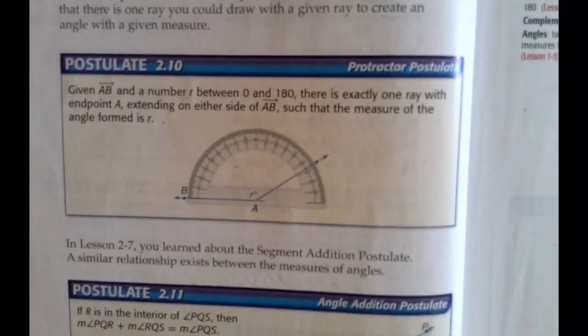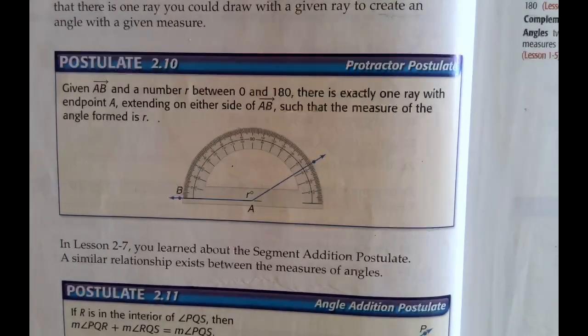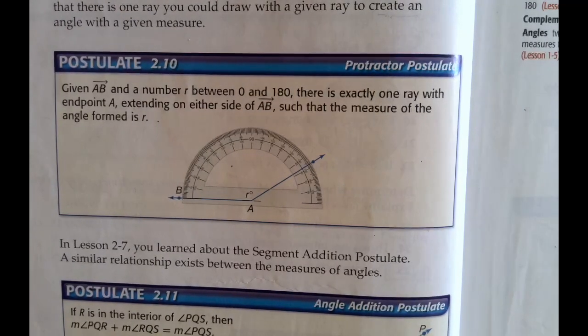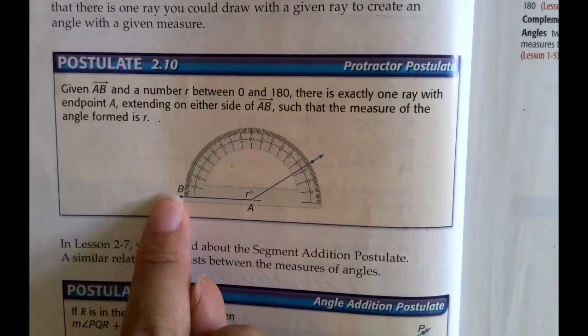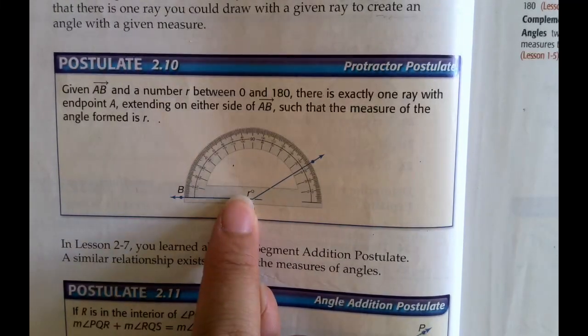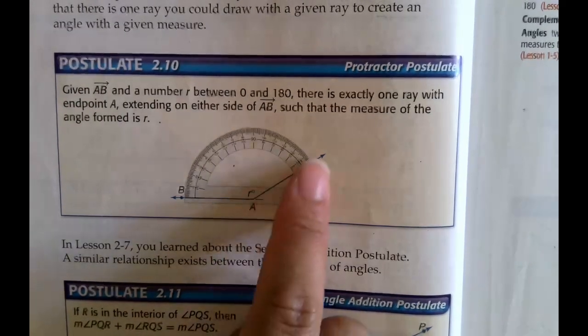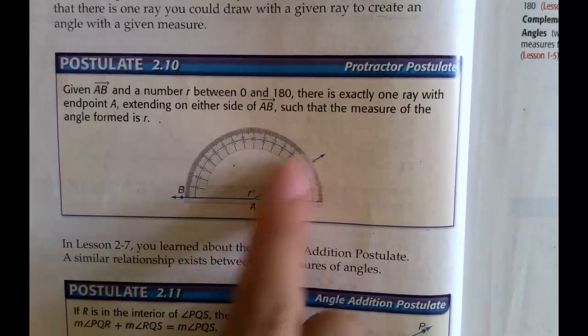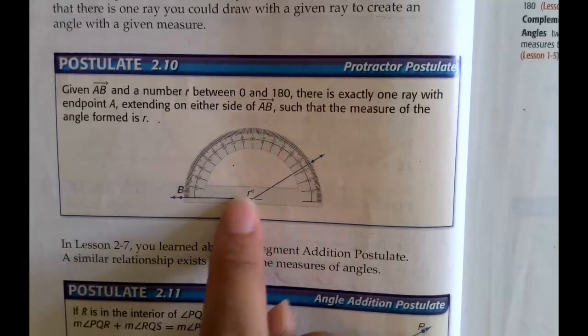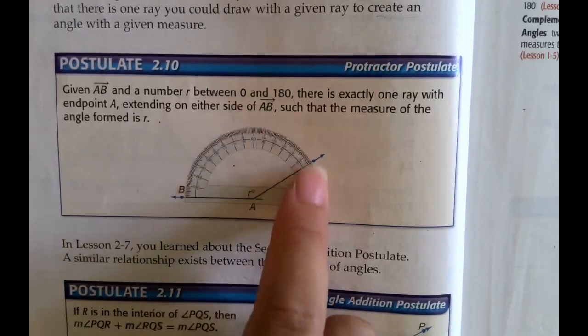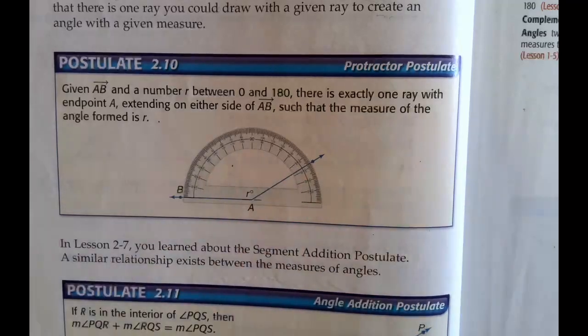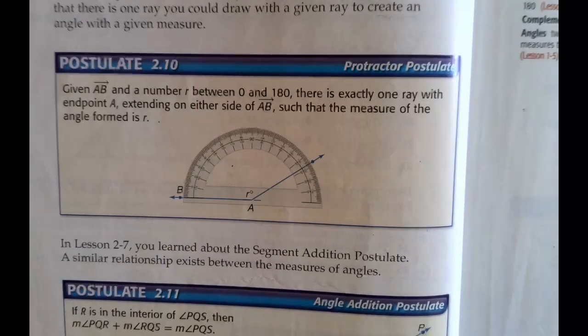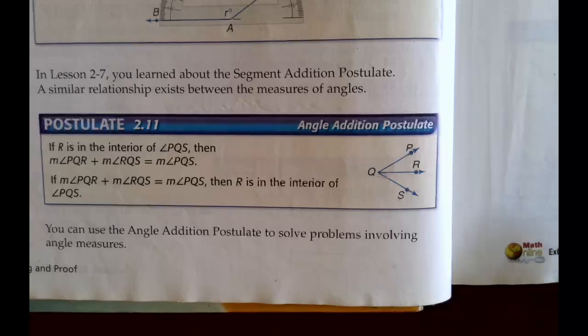Okay. So the first one is the protractor postulate. Given a ray AB and a number r between 0 and 180, there's exactly one ray with endpoint A extending on either side of ray AB, such that the measure of the angle formed is whatever r is. Okay. Not a common one, but just one that your book wanted you to know.